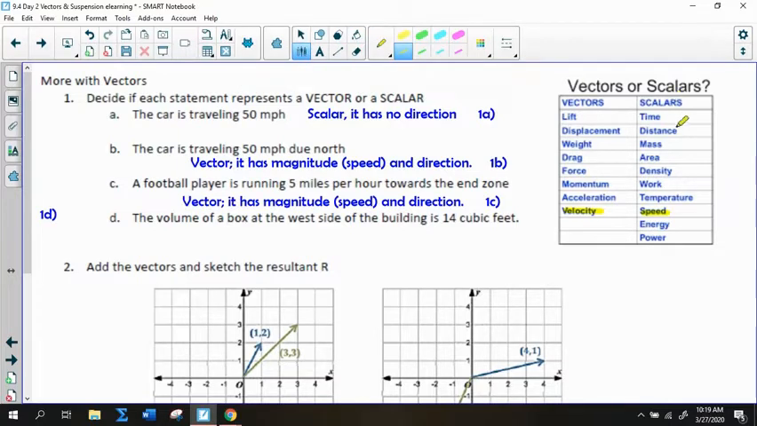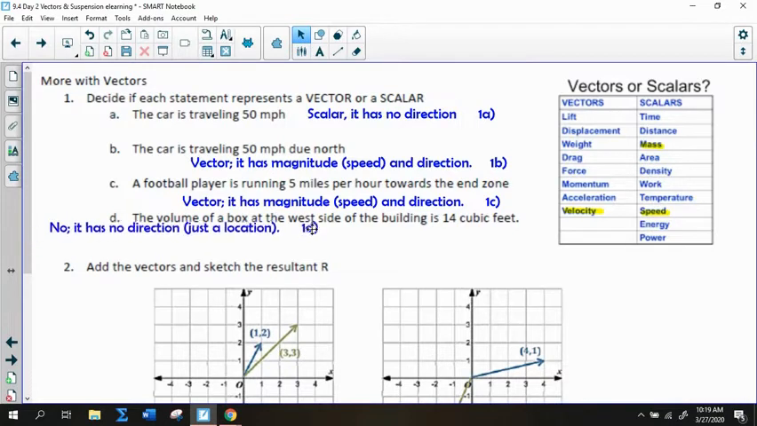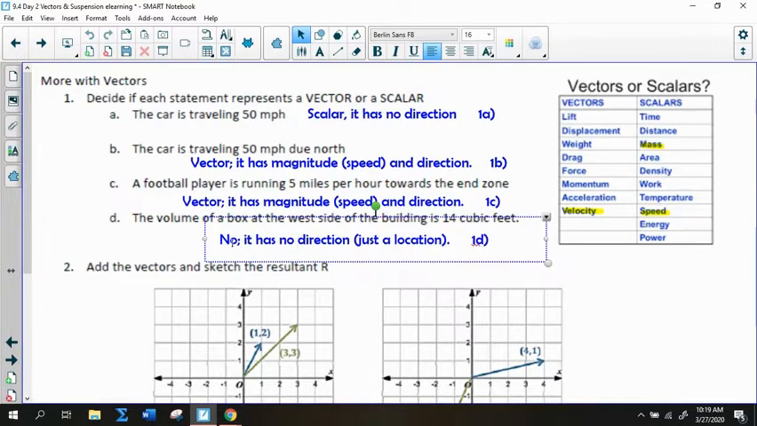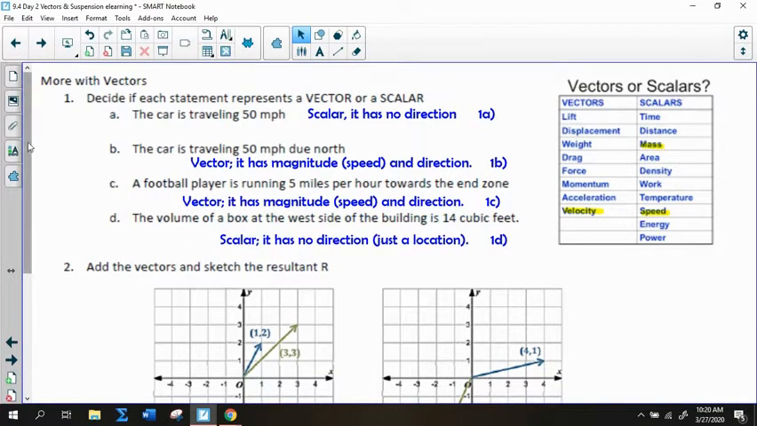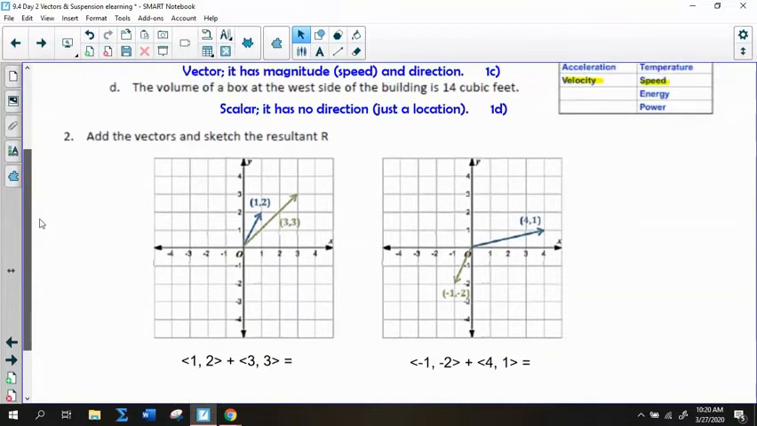So when you look over here, you could kind of consider this mass, okay? Kinda. The west side of the building, I think sometimes makes it feel like it's supposed to be a vector because it feels like it has direction, but it really doesn't. That's just a location. Okay, now we're going to do another little bit of practice here.